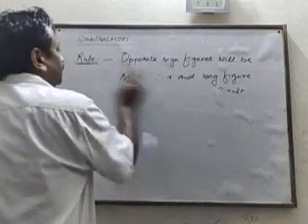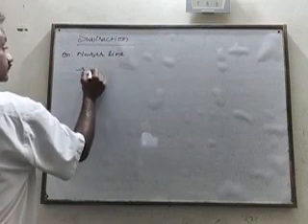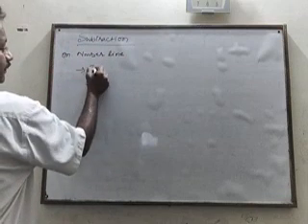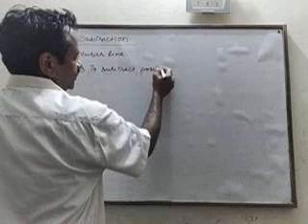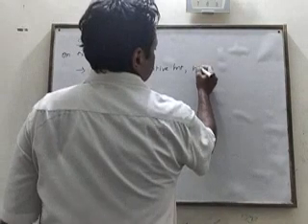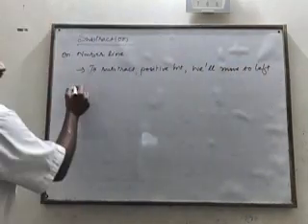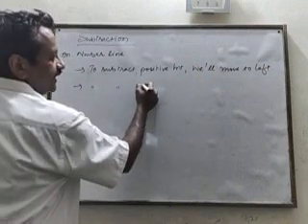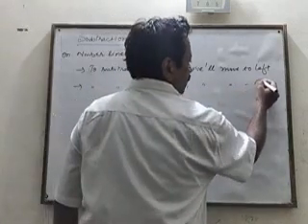Now subtraction on the number line. To subtract a positive number, a positive integer, we will move to the left, and to subtract a negative integer, we will move to the right.